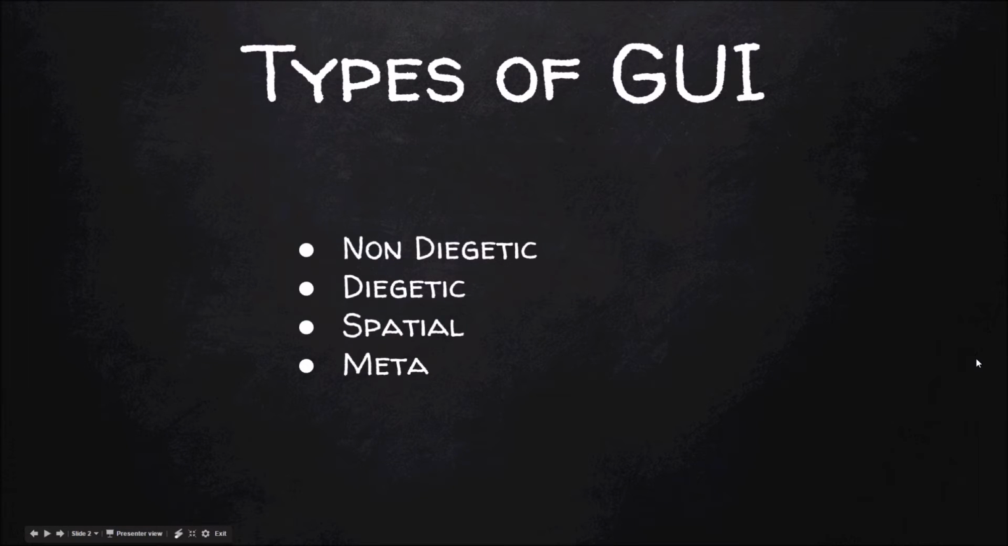Now let's look at the four major categories of GUI that are used in games. They are non-diegetic, diegetic, spatial, and meta. The word diegetic comes from movies where it is used to represent sound. So a diegetic sound would mean a sound that belongs in the scene that is currently being shown in the movie. So imagine a stadium full of people and a football match is going on. So the sound of crowd cheering in that stadium would be a diegetic sound because it belongs in the scene.